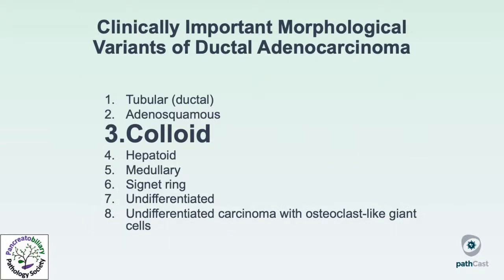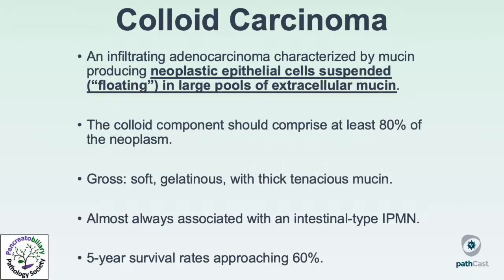So we'll now move on to colloid carcinomas. Colloid carcinomas are an infiltrating adenocarcinoma characterized by mucin-producing neoplastic epithelial cells that are suspended or floating in large pools of extracellular mucin. To call something a colloid carcinoma, the colloid component should comprise at least 80% of the neoplasm, and these have a very characteristic gross appearance, which I'll show some images of, where these are soft and gelatinous with thick tenacious mucin. They're almost always associated with an intestinal type intraductal papillary mucinous neoplasm, or IPMN, as their precancerous lesion. And these have an improved survival rate compared to standard PDAC, with a 5-year survival rate approaching 60%.